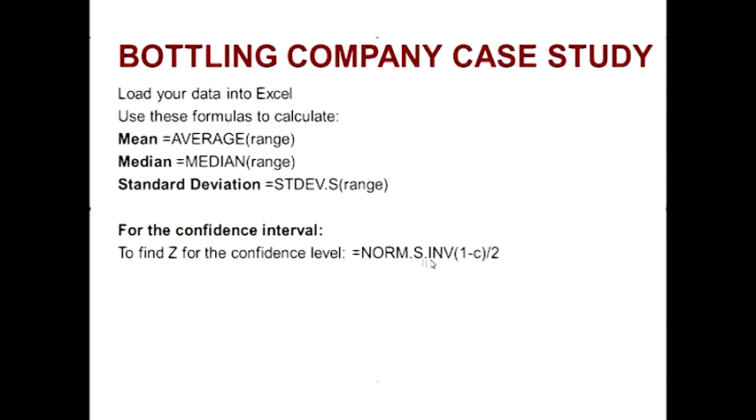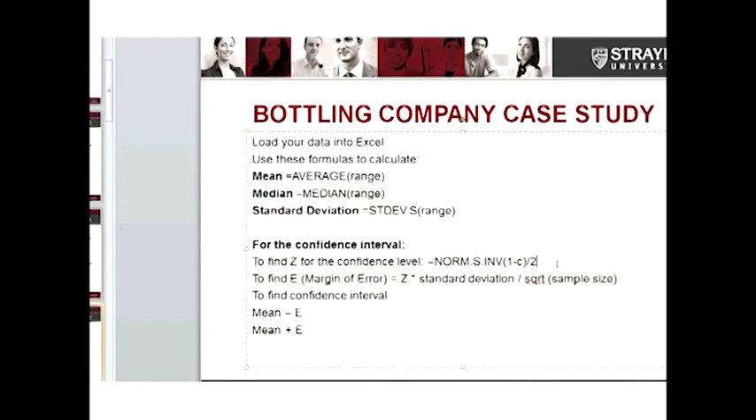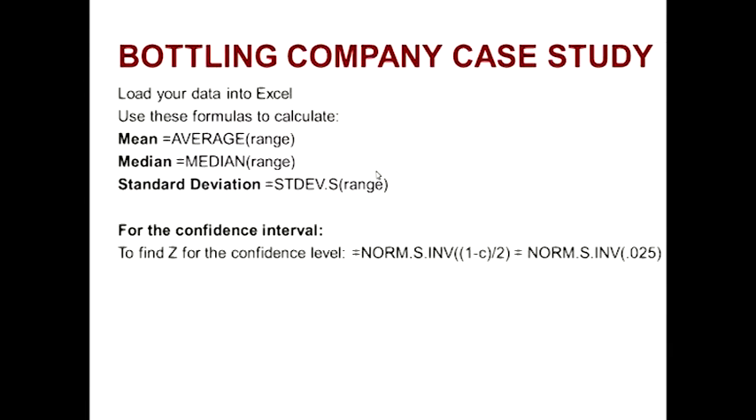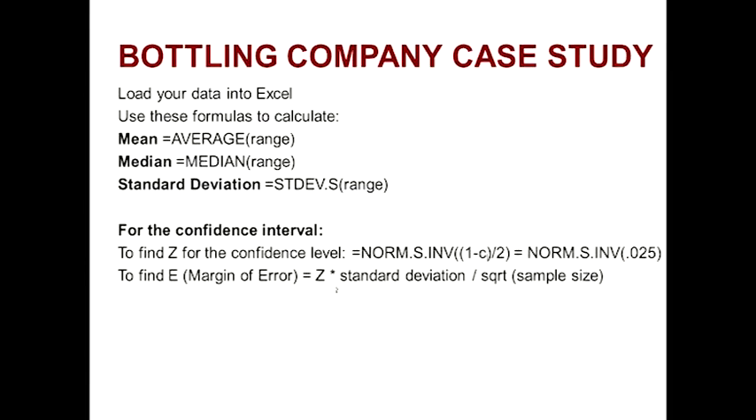So we're going to use norm.s.inv for 1 minus c over 2. In this case, 95 is 0.05 over 2 is 0.025. So 0.95, 1 minus 0.95 is 0.05, divided by 2 is 0.025. And your Excel can find that for you, or you can use your ALEKS calculator, which you will have been doing quite a lot of.